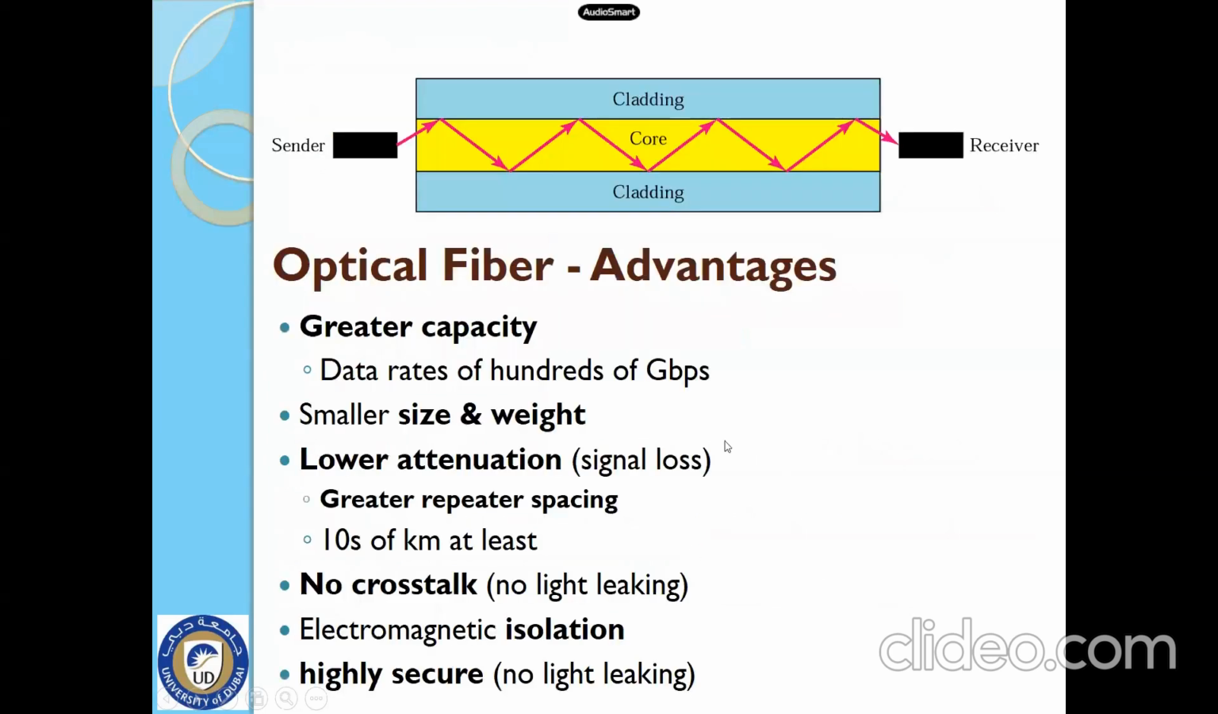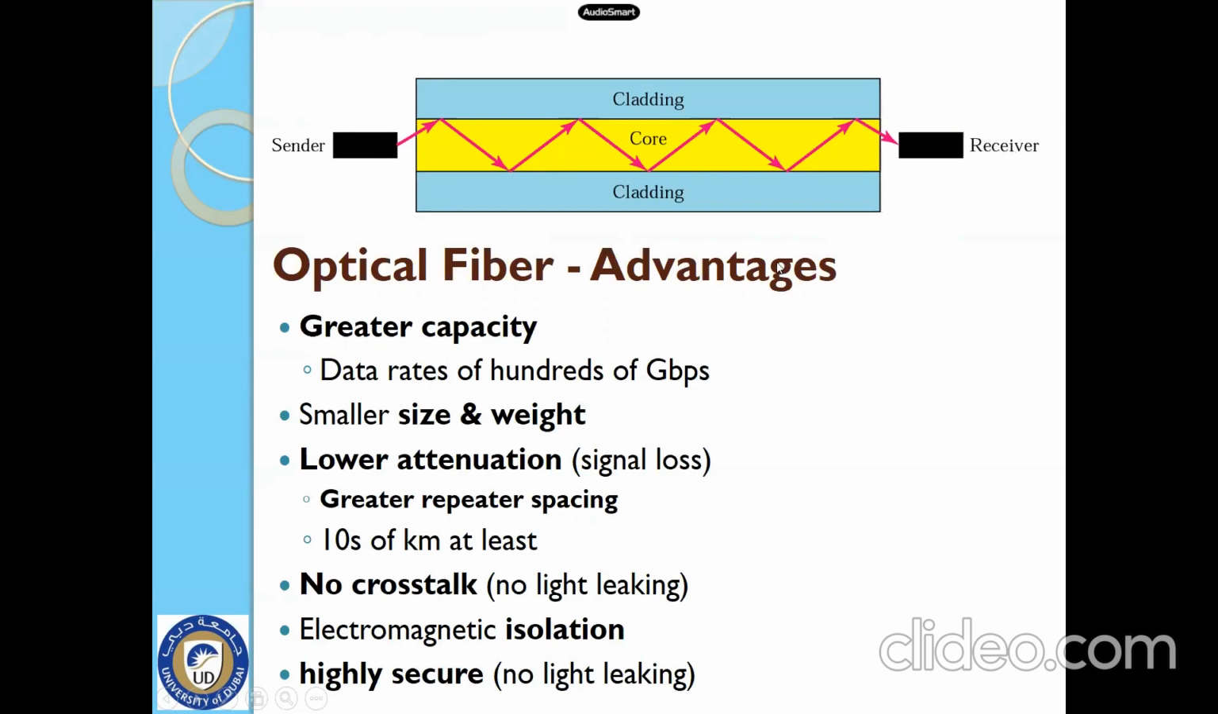And there you go. This is the key concept here. So here's the sender. That's an LED, light emitting diode. It sends light. And there you go. The light is reflecting inside the core until the receiver receives it. And there you go. The signal is there.